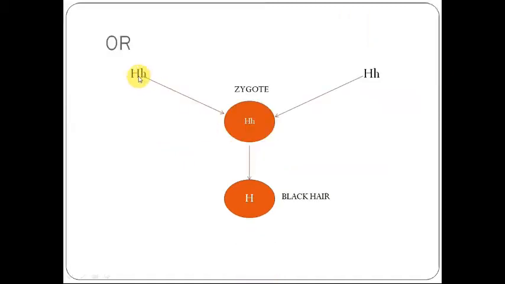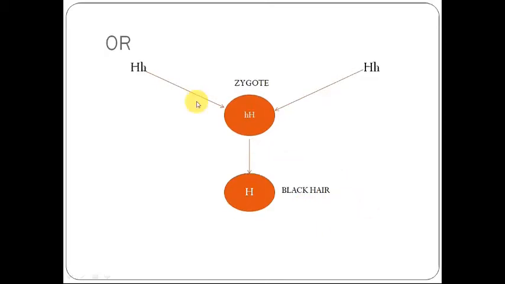But if one gives the dominant and one gives the recessive, they'll form black hair in the zygote, black hair baby. If the black hair female gives the small h and the black hair male gives the capital H, it will form H because H is the dominant character, as we would have understood by now.